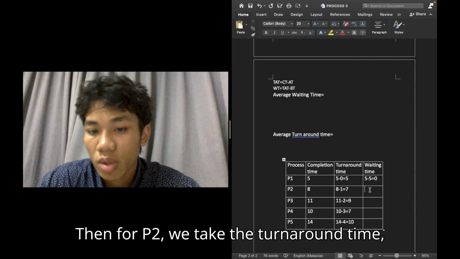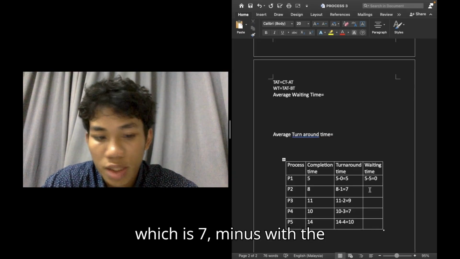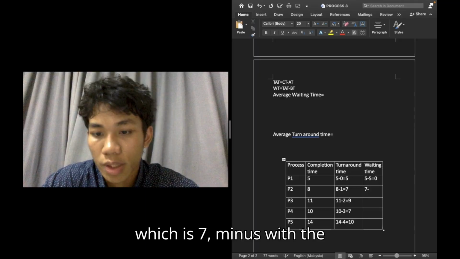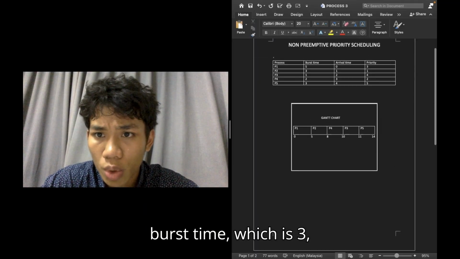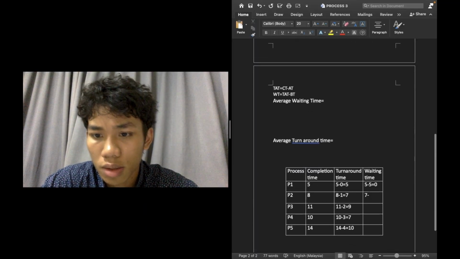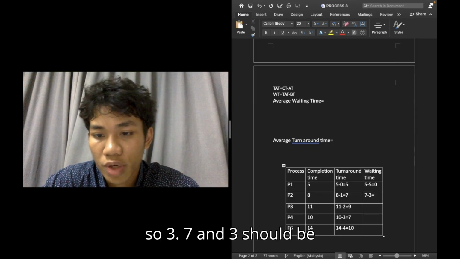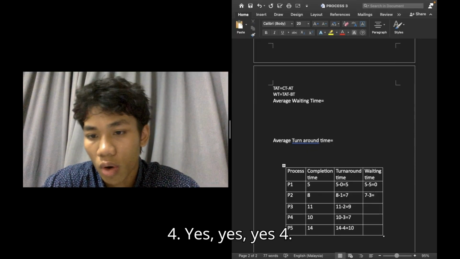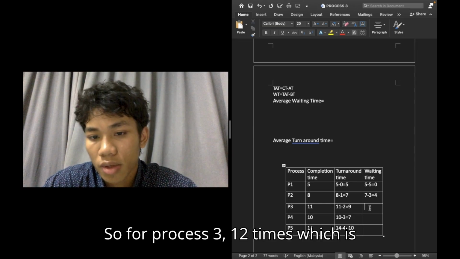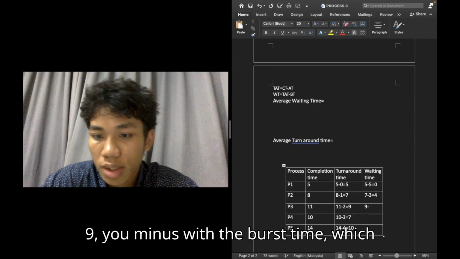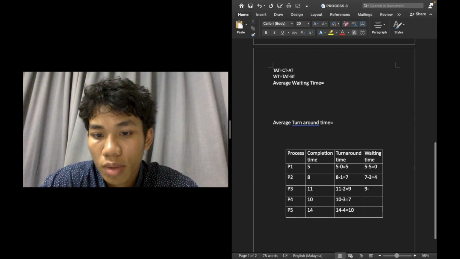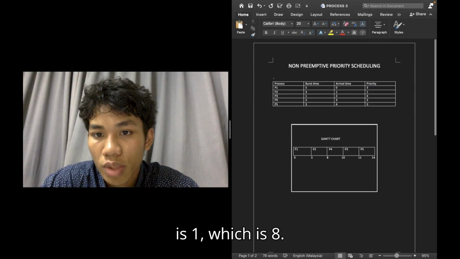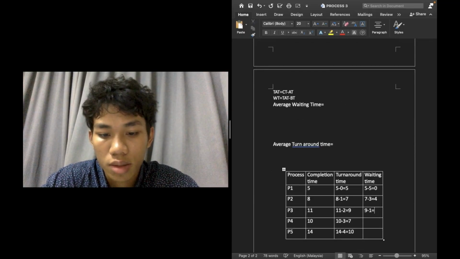Then for P2, we take the turnaround time, which is 7, minus the burst time, which is 3. So 7 minus 3 should be 4. Yes, 4. So for process 3, the turnaround time is 9, and we subtract the burst time, which is 1, so it's 8.